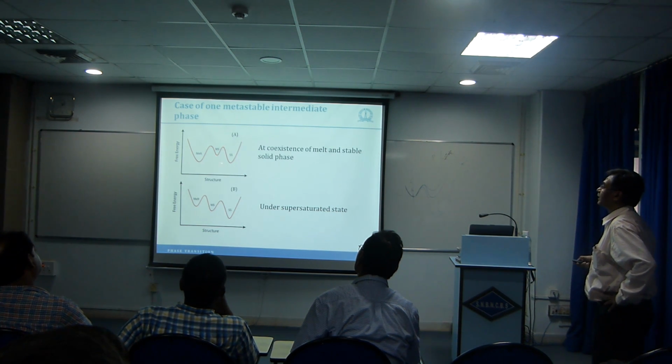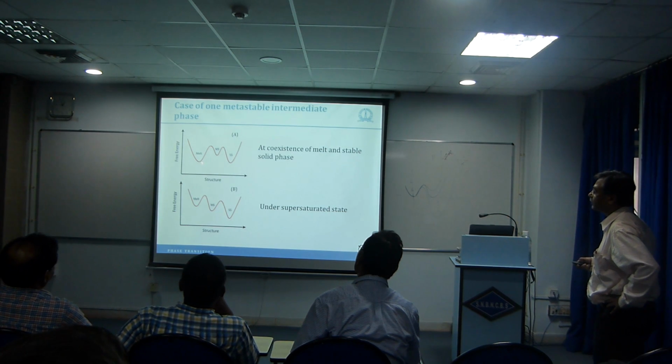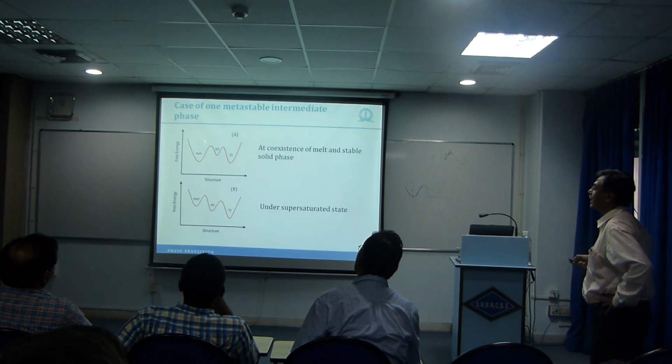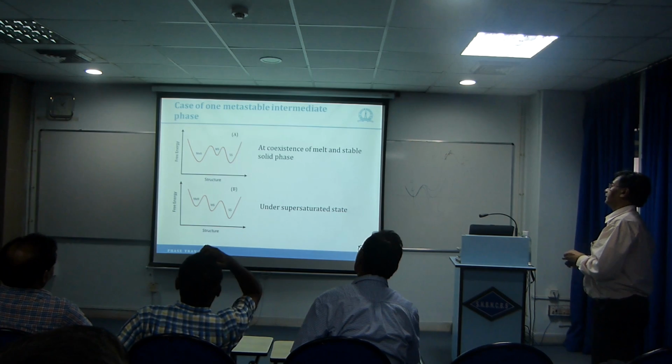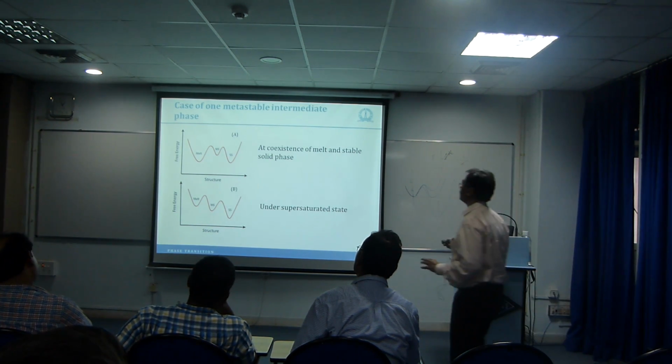What we did, we constructed these free energy surfaces. So this is an equilibrium. So I am now going to calculate surface tension between this and that. And there is a metastable phase. And this is a non-equilibrium situation. Now let me tell you what is surface tension.